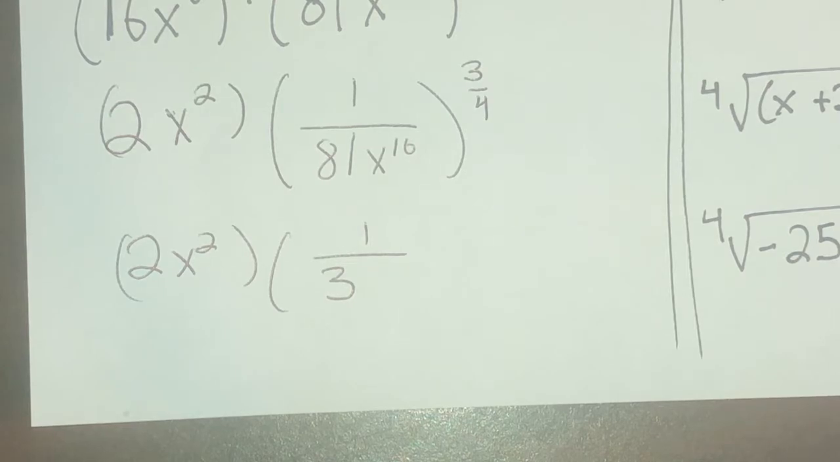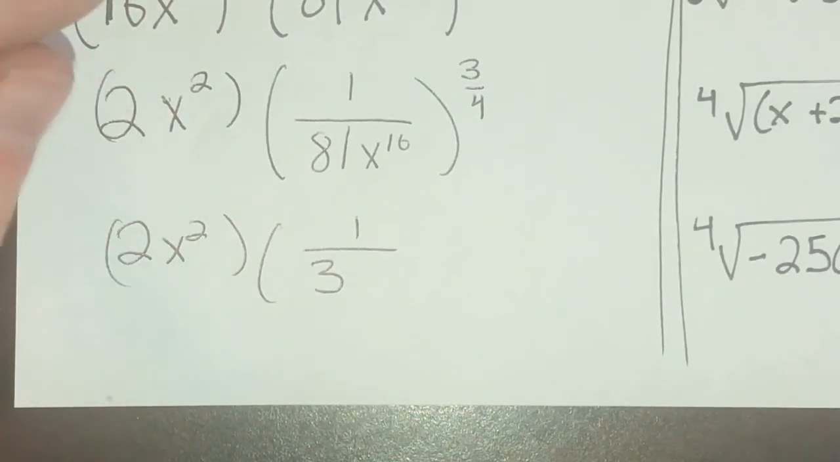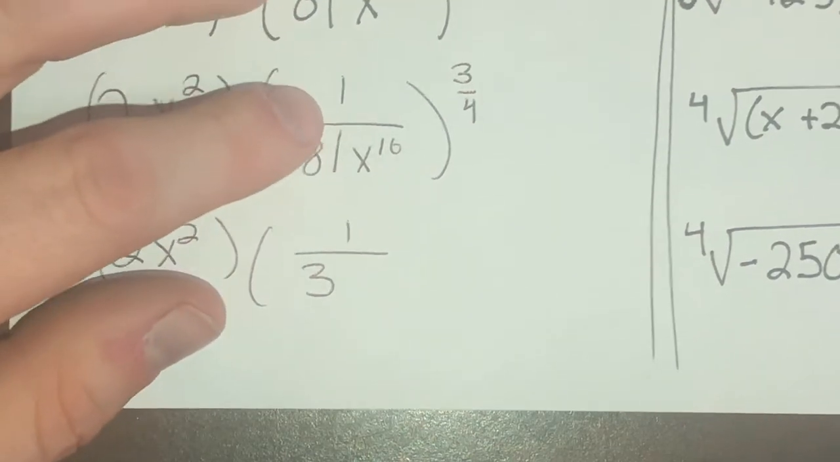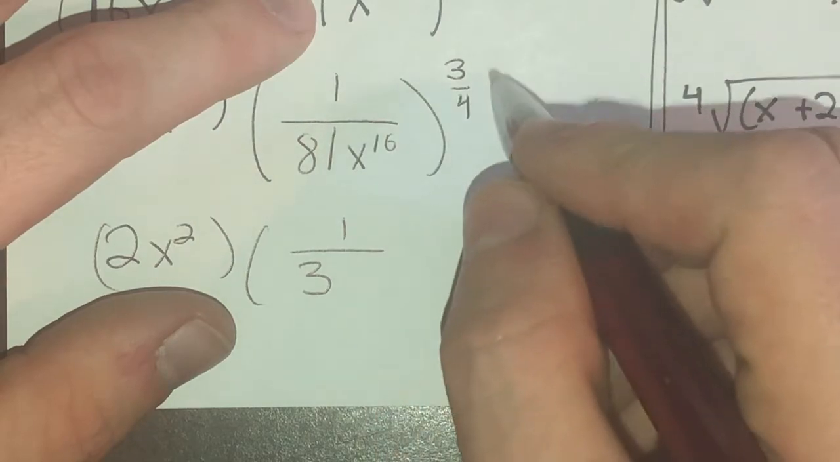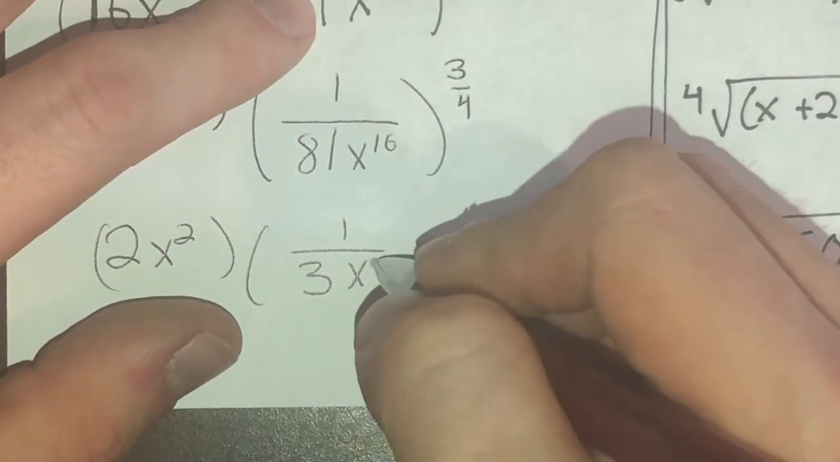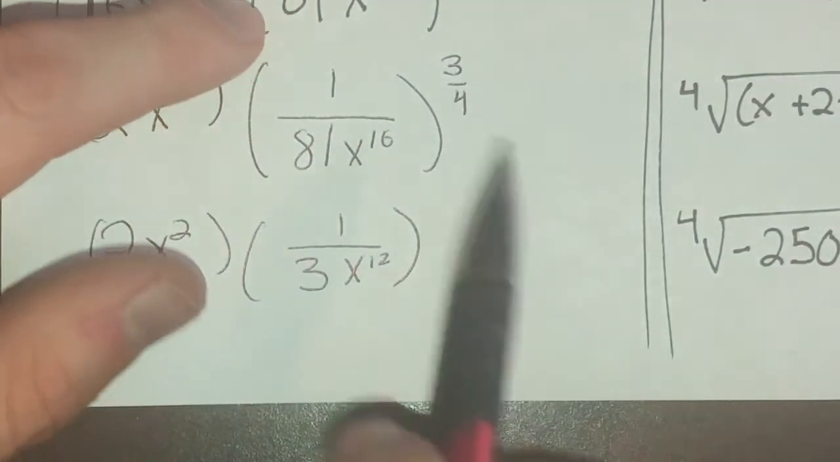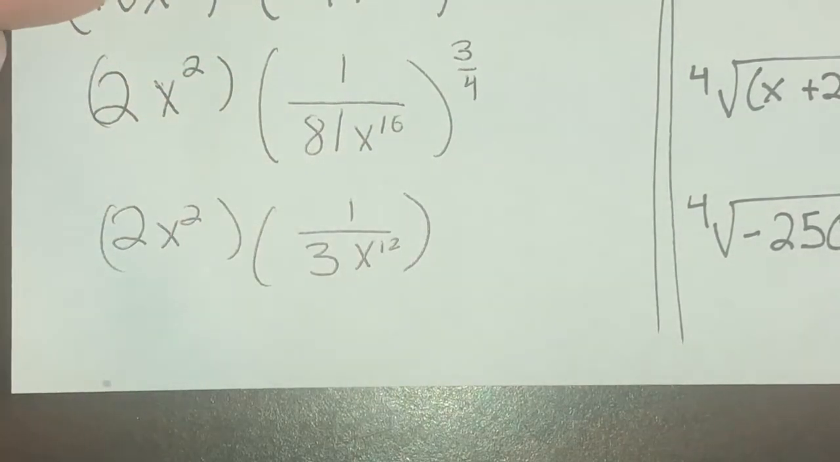So technically, it could be negative 3. We're going to pretend it's just the positive one just for the sake of this video. Now I need to do x to the 16th to the 3/4. So the exponents multiply. I get x to the 12th, right? Because 3/4 of 16 is 12.